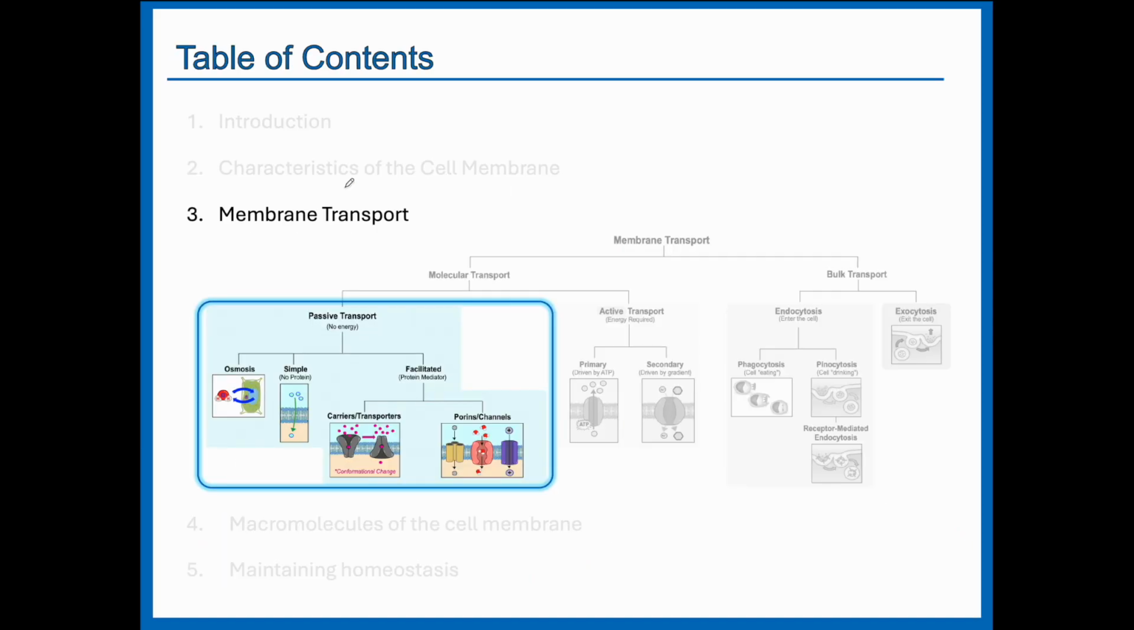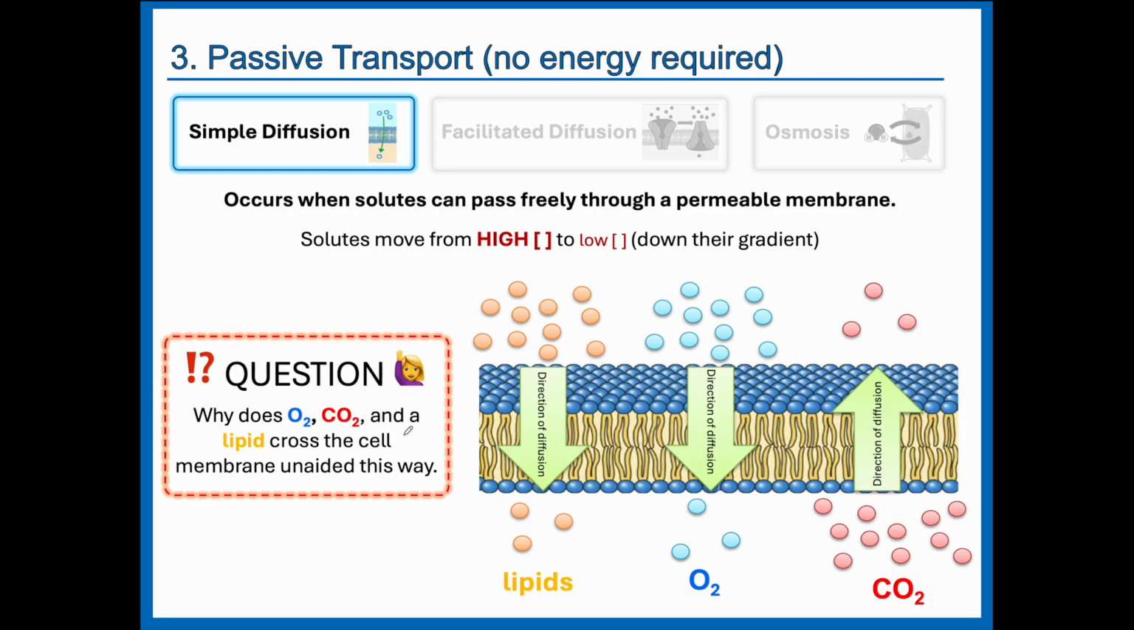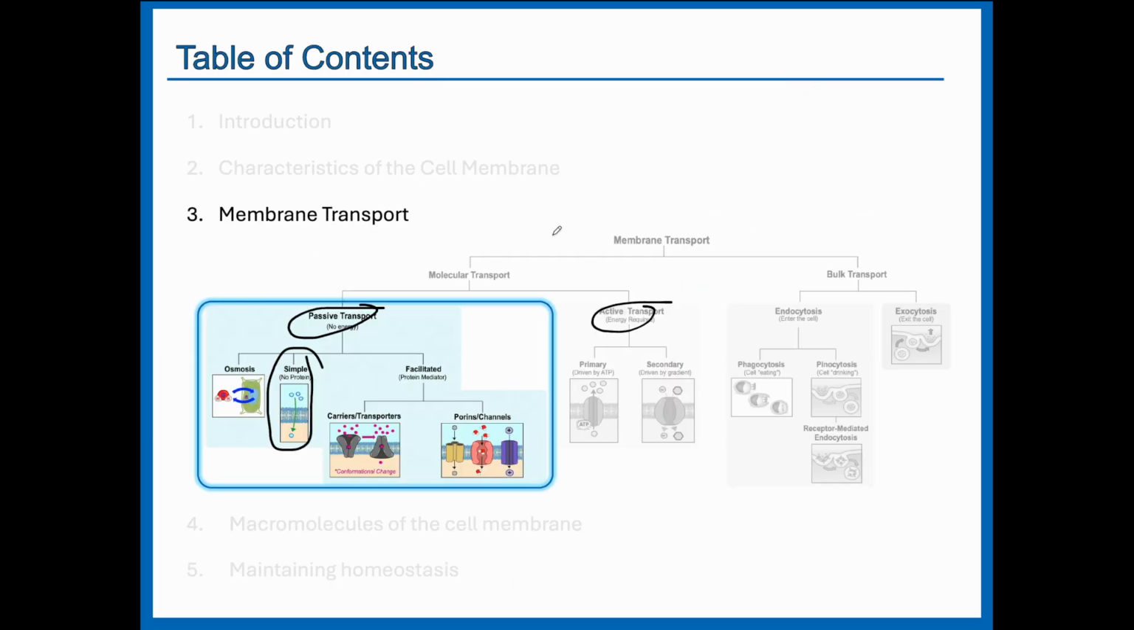So let's start with passive transport. Look how this is organized. In molecular transport, you have passive and you have active. We're going to start with passive transport, and in particular, with the simple one. Remember, passive transport means no energy is needed, because we're going down the hill. We're going to see simple diffusion, facilitated diffusion, and osmosis. Look at our little key over here: simple, facilitated, and osmosis.